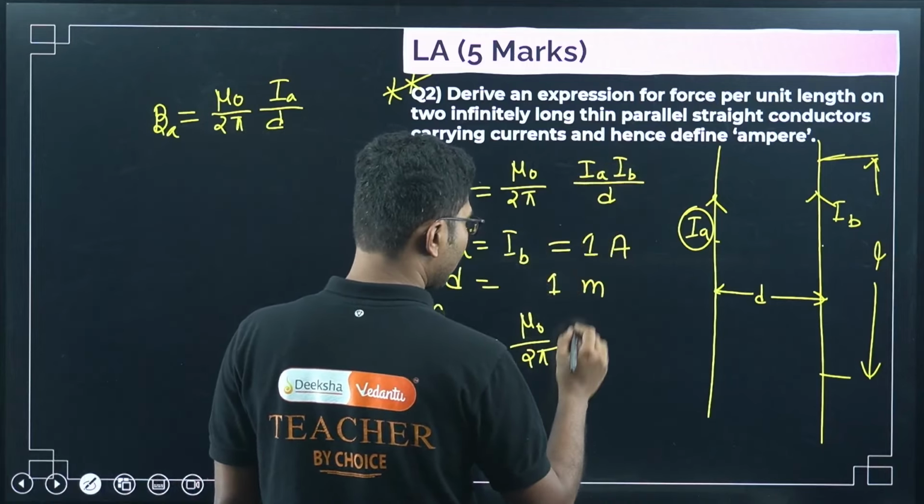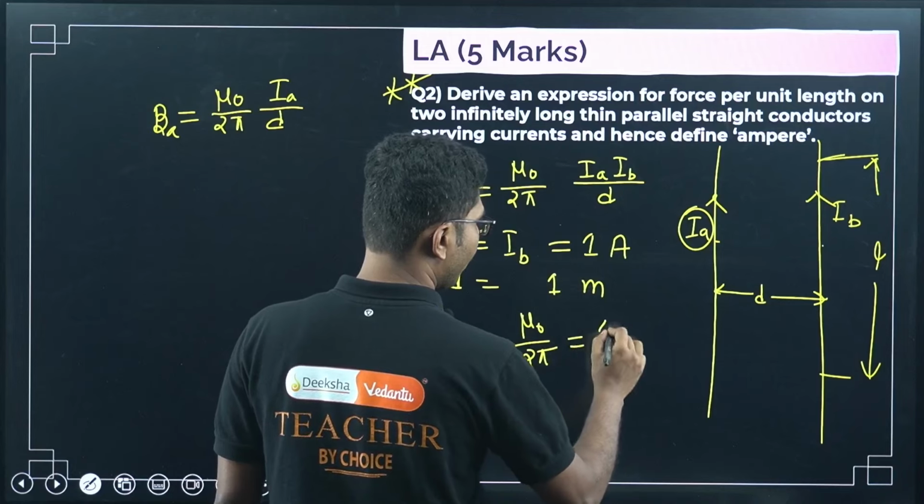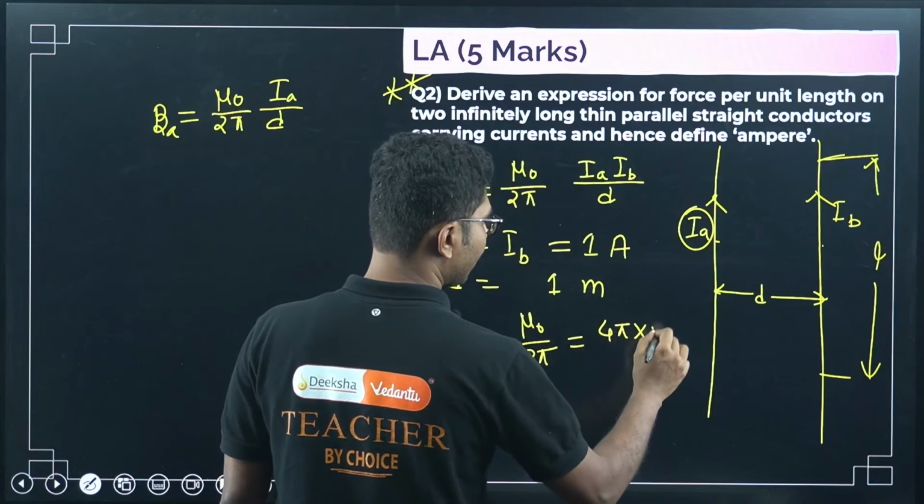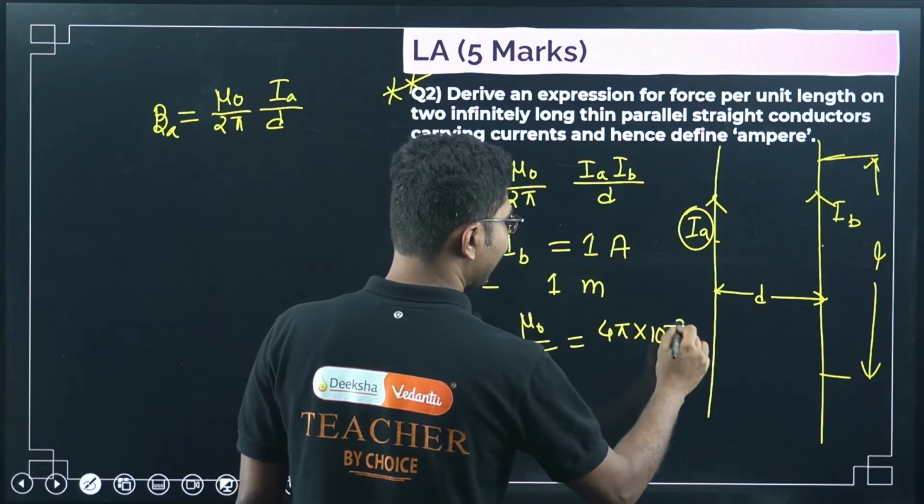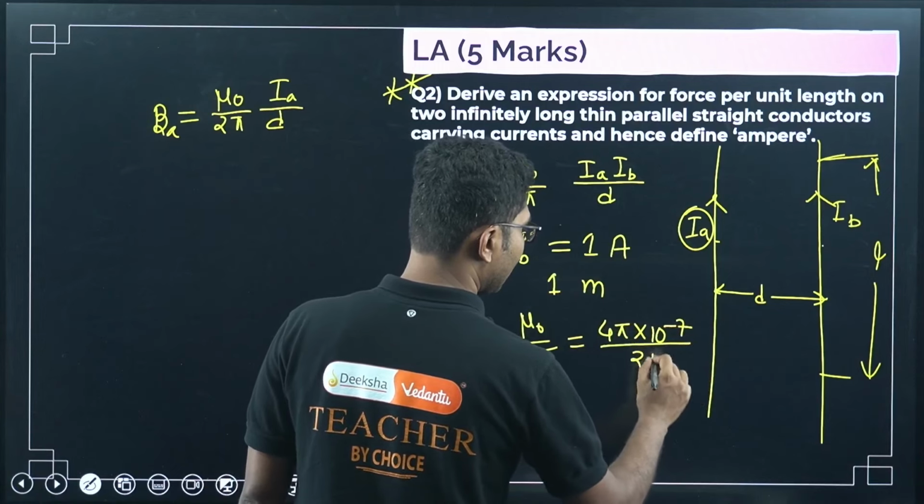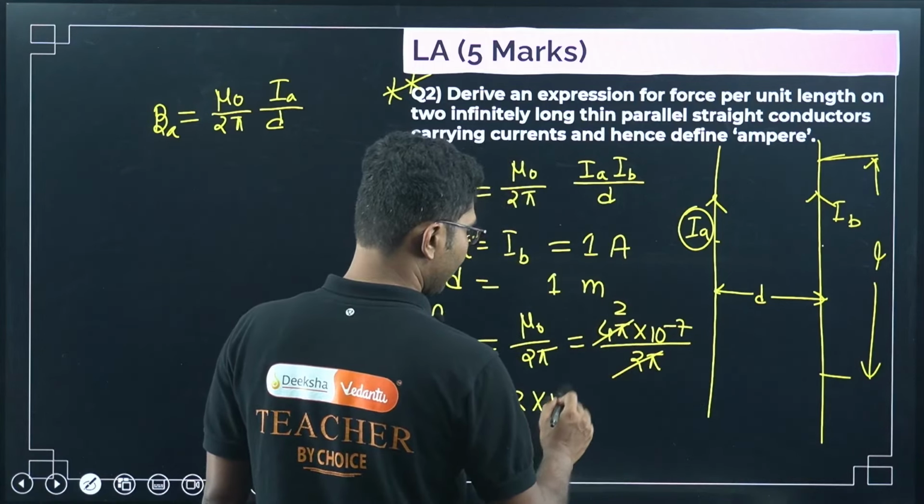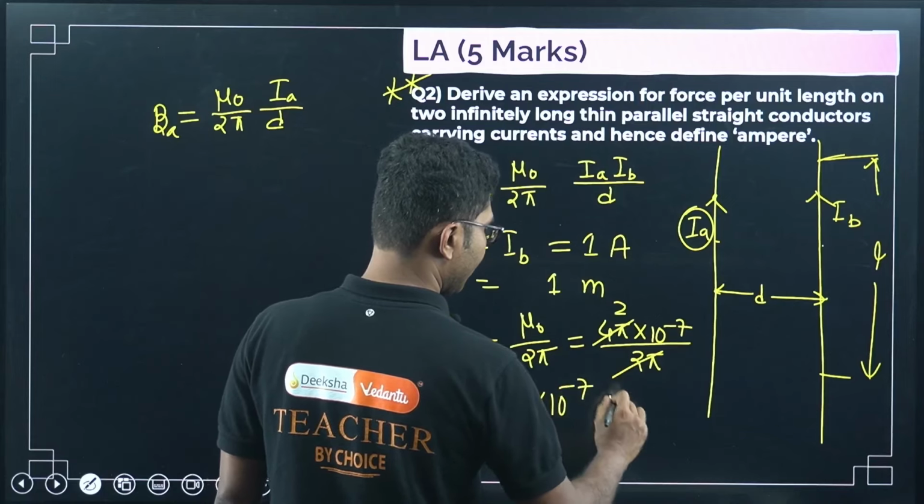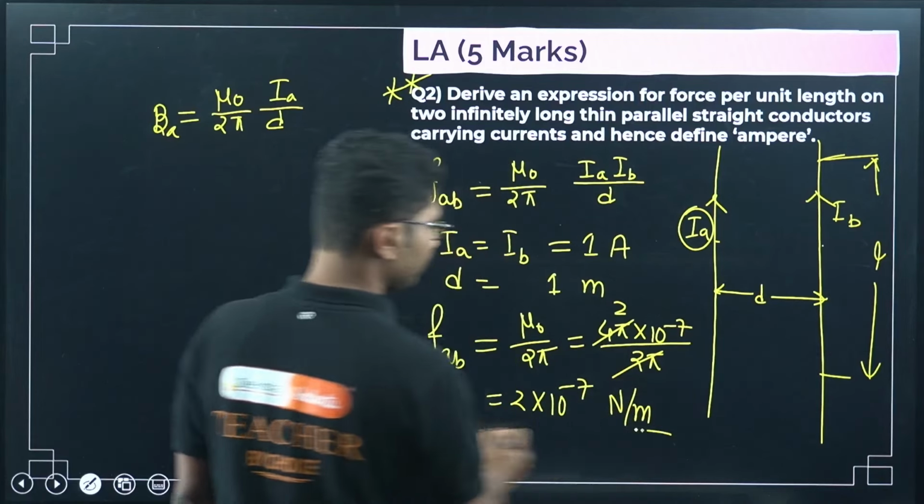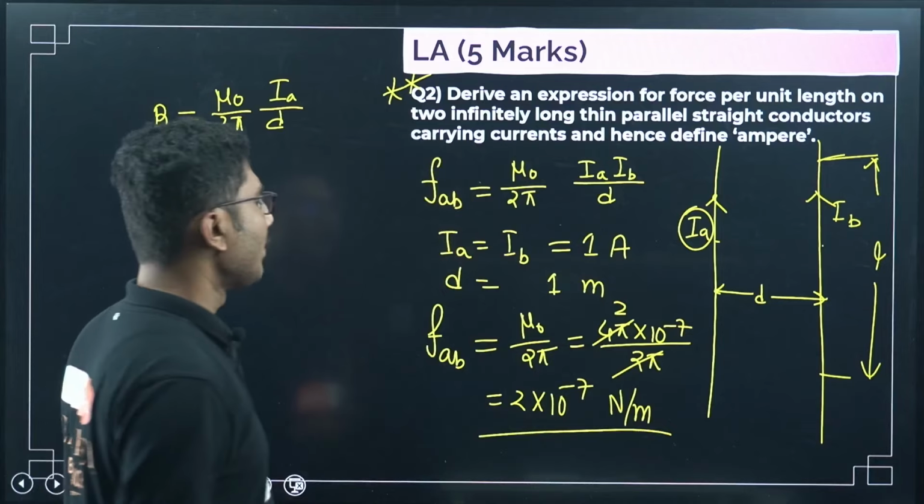Now what is mu naught? Mu naught is 4 pi times 10 to the power of minus 7, divided by 2 pi. So it will be 2 times 10 to the power of minus 7 Newton per meter. Okay, so this is the force per unit length.